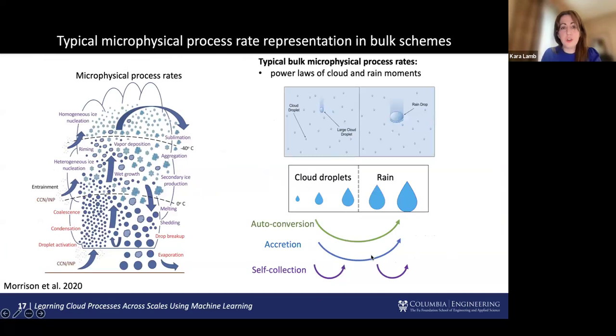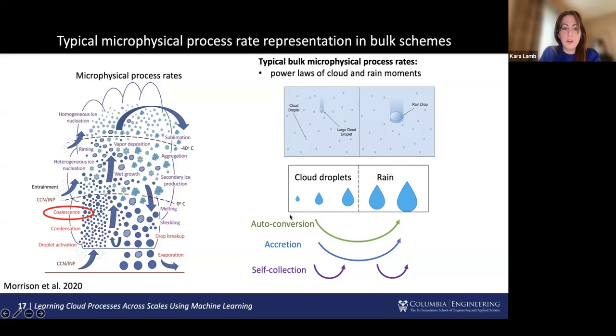So once we have chosen in our bulk model a representation in terms of moments, we also, as I said, need to think about how the process rates will affect that particular representation that we're actually tracking in our model. For this study, we focused on the collision coalescence process, which is basically when smaller droplets collide to form larger droplets, and then larger droplets fall through the cloud and collect smaller droplets. In a typical bulk microphysical scheme, one additional assumption that we make is that we have two separate populations of liquid droplets. We have cloud droplets that don't precipitate, and then we have the larger rain droplets that do precipitate.